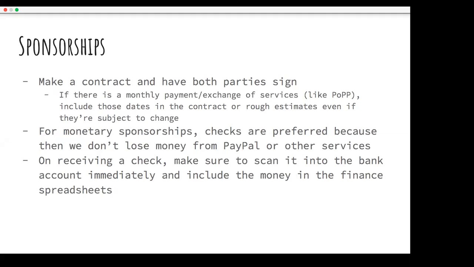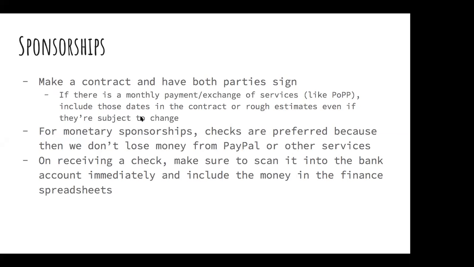And you want to make sure that we record everything. So if there's a monthly payment or exchange of services, like with Port of Perry, where they were dropping off food every Saturday, we want to make sure we include those dates in the contract or rough estimates, and include that those can be subject to change. That way, both parties know that there is an expectation of an exchange of services and when that exchange of services will occur.